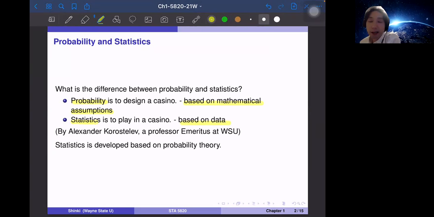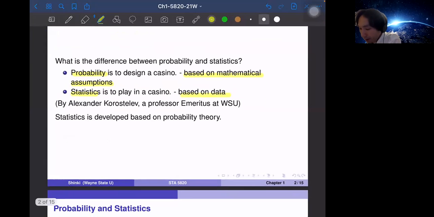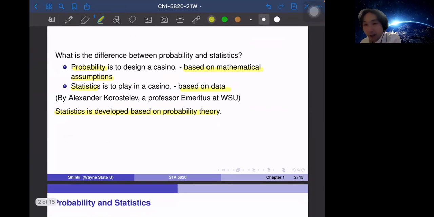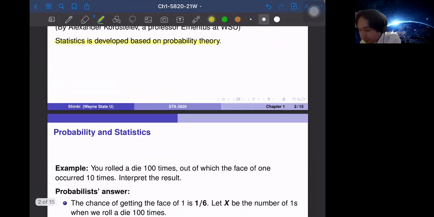If you play a slot machine 1 million times, and you get the jackpot 10 times, then probably the success probability is 1 in 100,000. That is statistics. You don't really know the probabilistic assumptions, but based on data, you see what's happening. But still, statistics is developed based on probability theory. So these two are closely related.